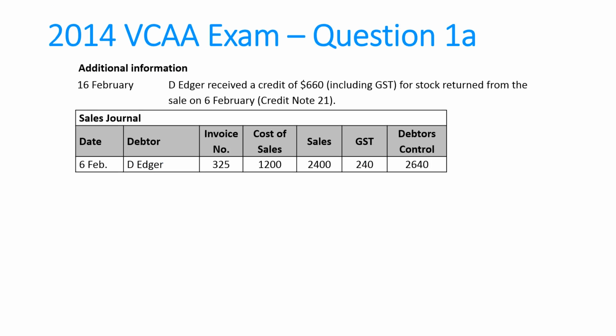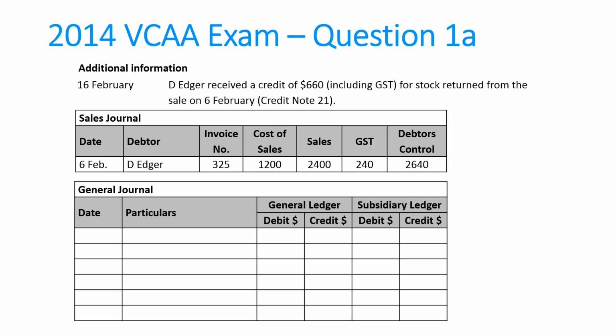So that first transaction on the 16th, D. Edger received a credit of $660 for the stock return on the 6th of February. So you needed to go and look at the sales journal, and it said on the 6th of February there was a total sale of $2,400 plus GST to this debtor. And what's happened now is that the credit of $600 plus GST has been issued, and that is a sales return.